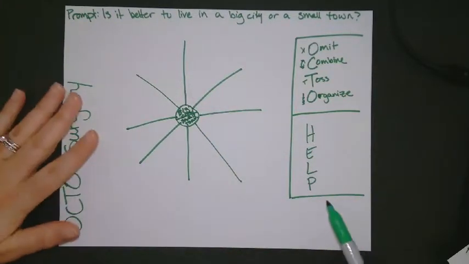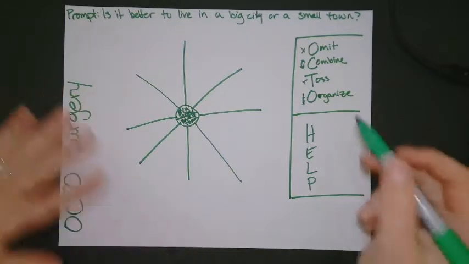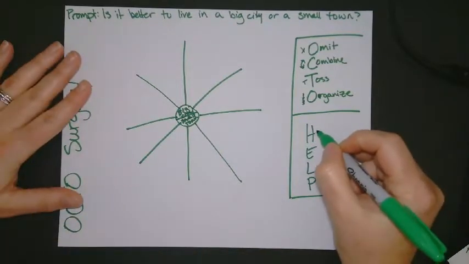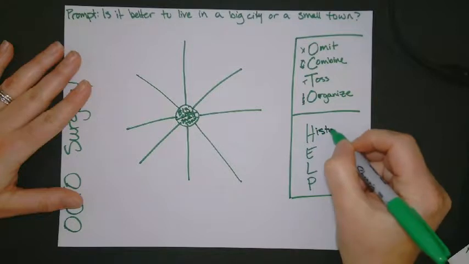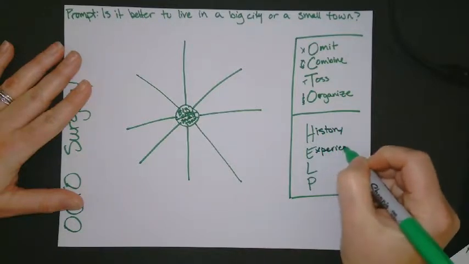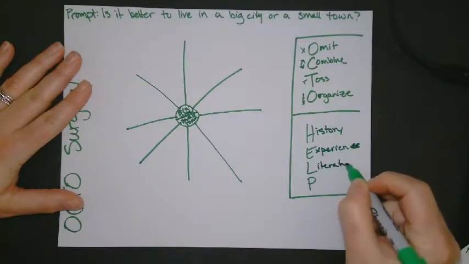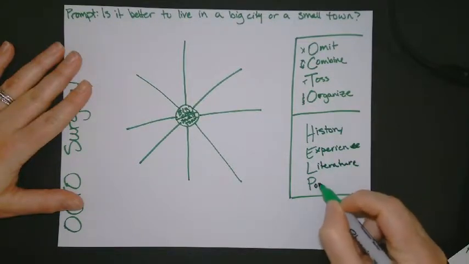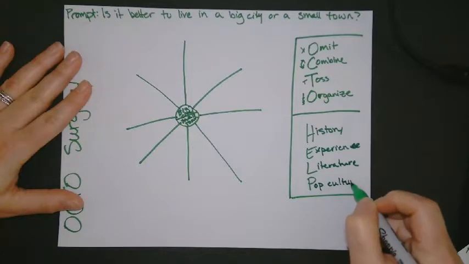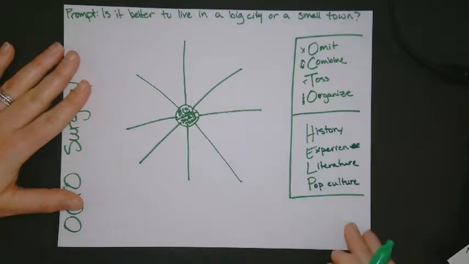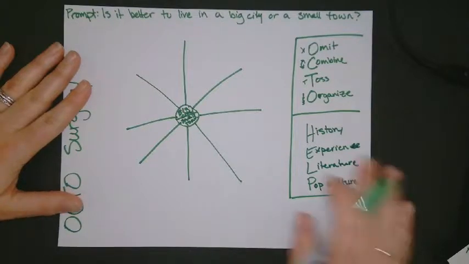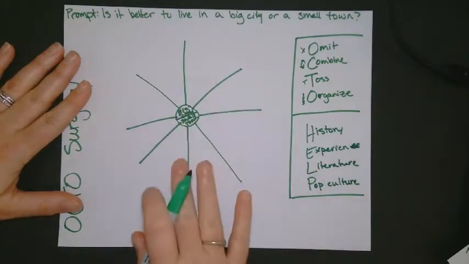And this other acronym over here, HELP, is going to help with that. This stands for history, experience, literature, and pop culture. So these are just 4 areas where we might be able to come up with some ideas to support our claim in this essay. So with those in mind, I'm going to come over here and start filling in some ideas.